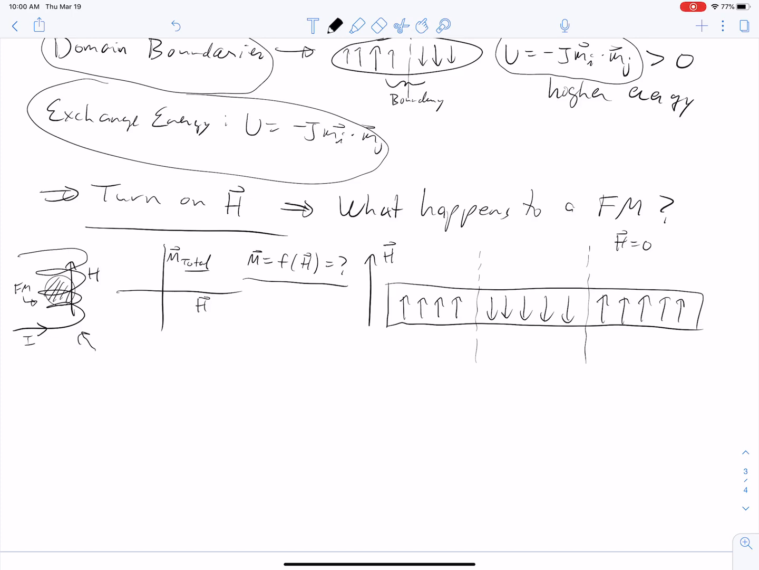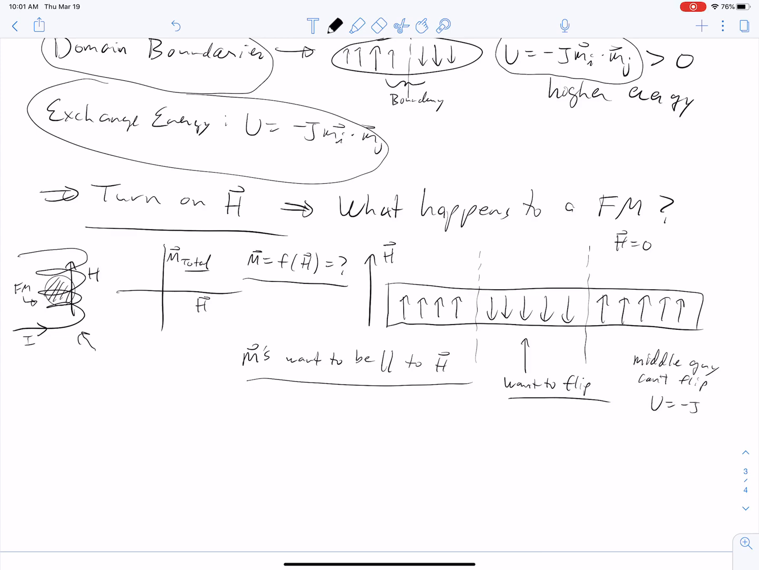Okay, well, what does happen? Basically, what you know is that when I turn on the H, then the M's want to be parallel to H. The M's want to be parallel to H. And so that means that these guys here want to flip. But the guy in the middle can't flip, because if he flips, he's going to cost a lot of exchange energy. The middle guy can't flip, because of U equals negative J mi dot mj, because he has two nearest neighbors, and if he flips, it's going to raise the exchange energy through this dot product.